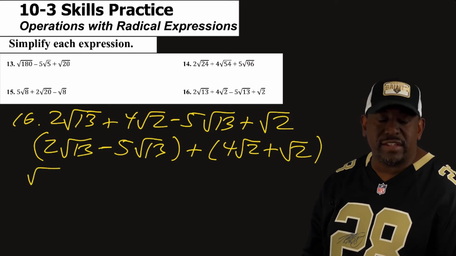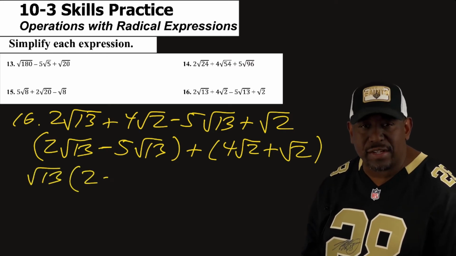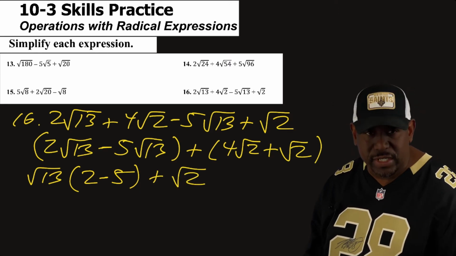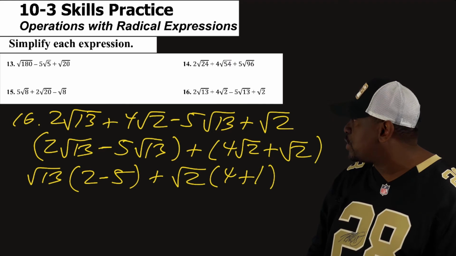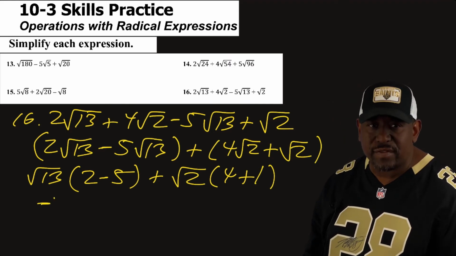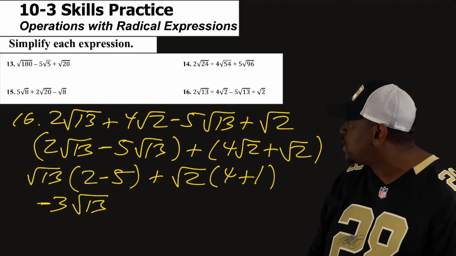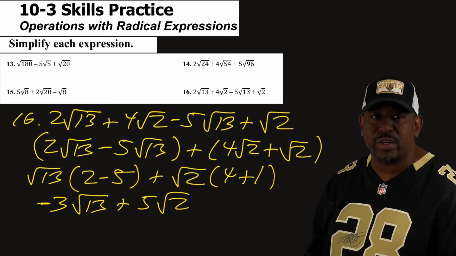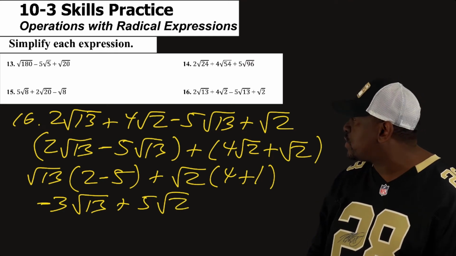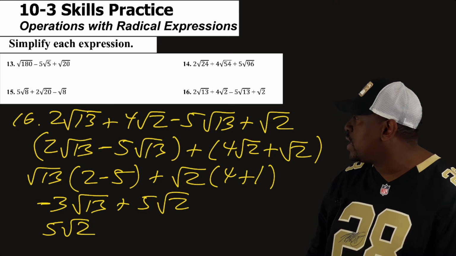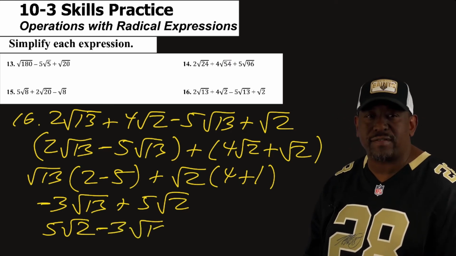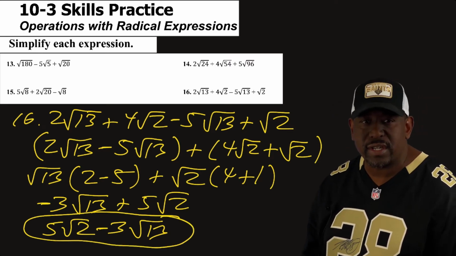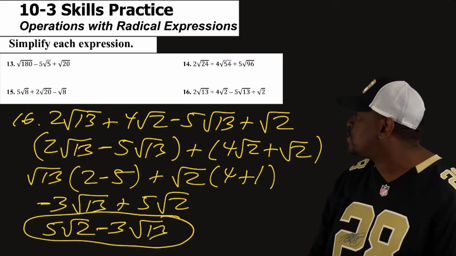In each of those two grouped like type radicals, we can factor out a common radical, which in the first group of terms is the square root of 13. The second group of terms is the square root of 2. We're left with 2 minus 5 in the grouping symbol when we factor out the square root of 13. We're left with 4 plus 1 when we factor out the square root of 2. We simplify that, we will get negative 3 times the square root of 13 plus 5 times the square root of 2. We put the positive term first. We go 5 times the square root of 2 minus 3 times the square root of 13, which will be our final simplified answer.